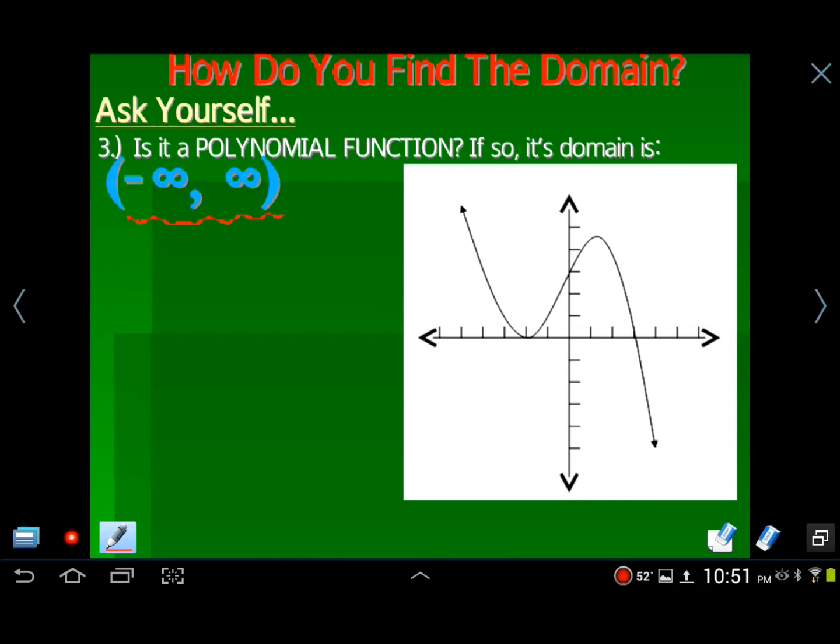So right here is an example of a polynomial function. It's not linear, so if it's not linear, it's probably going to be a polynomial function. And this passes the vertical line test, obviously. And that's how you do it.